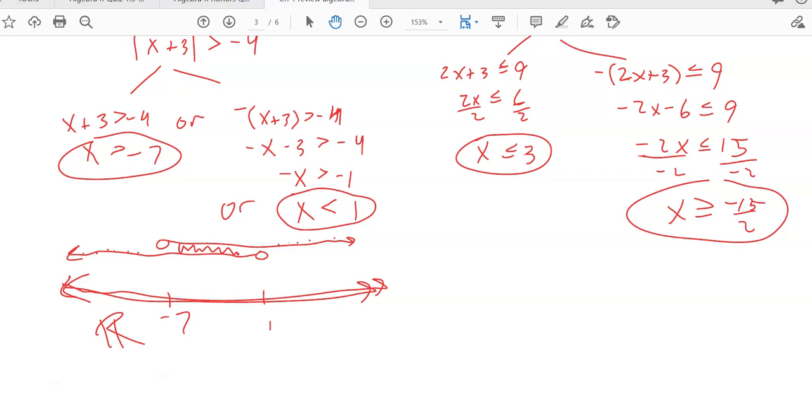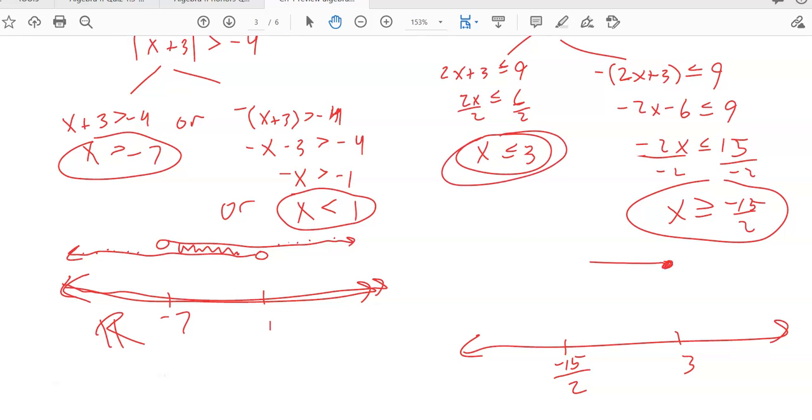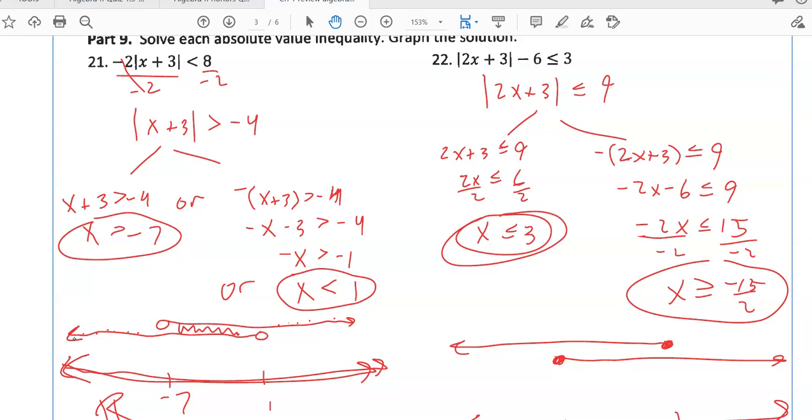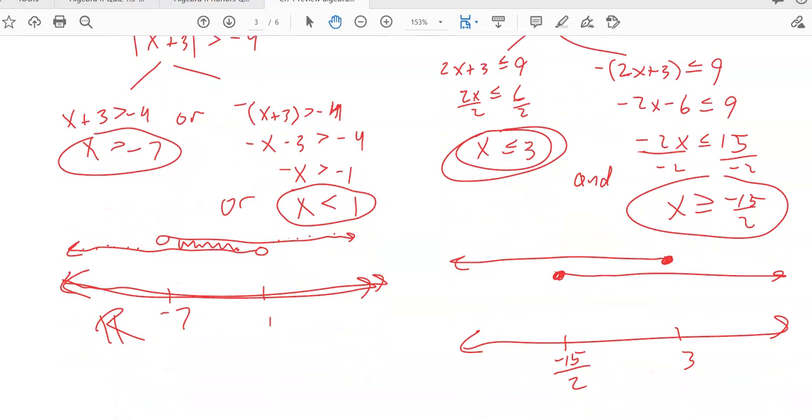If you try and graph that, it looks something like this. Let's see. So 3 is a bigger number, -15 over 2. So if I graph this one, that would be a closed circle at 3, arrow to the left. This would be a closed circle at negative 15.5, arrow to the right. Let's see, this is a less than, so that's an AND inequality, absolute value inequality. And so the solution is the overlap, which is from here all the way to here. Both closed circles, everything in between.